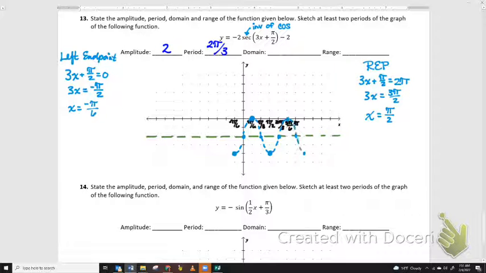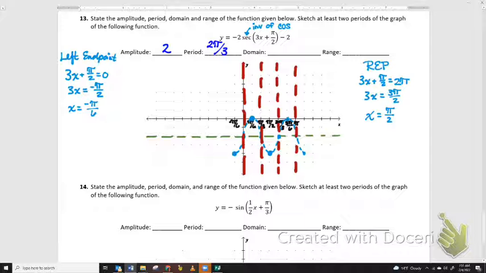Here's 2 periods. Where are my asymptotes going to fall? Anywhere cosine crosses the midline, not the x-axis. It's anywhere cosine crosses the midline. So it's happening here. It's happening here. It happens every how much? Every pi over 3. At every pi over 3, we have these asymptotes. So my domain would be all real numbers except x cannot equal pi over 3n.